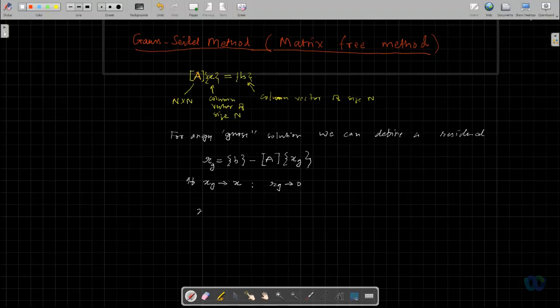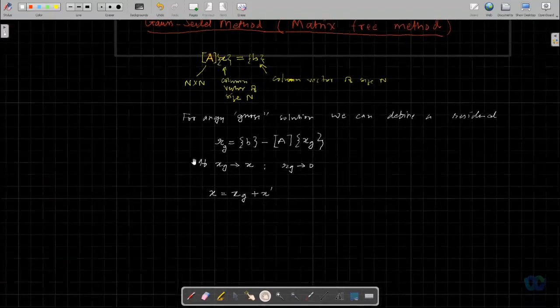What does it mean? It means that x, which is the final solution, should be equal to the guess value plus a correction value. Guess value plus correction will make it exact, and the residual will be 0. When the residual is 0, that is nothing but the final solution. If the residual is 0, it means that we have approached the solution. So that is the process we are going to follow here.